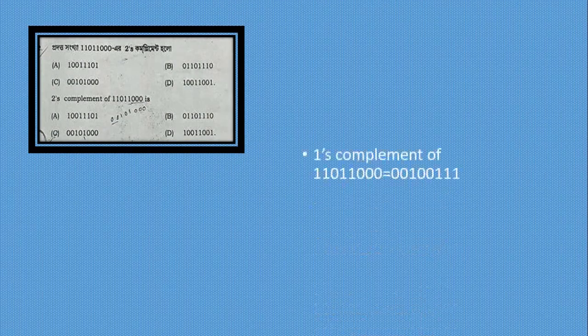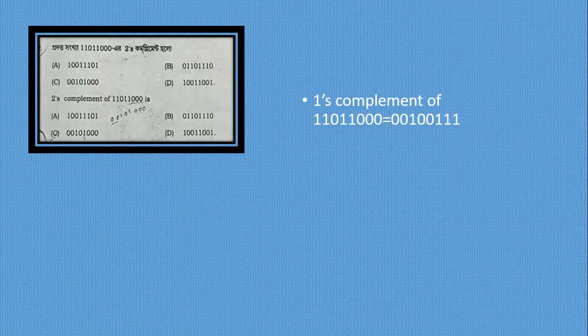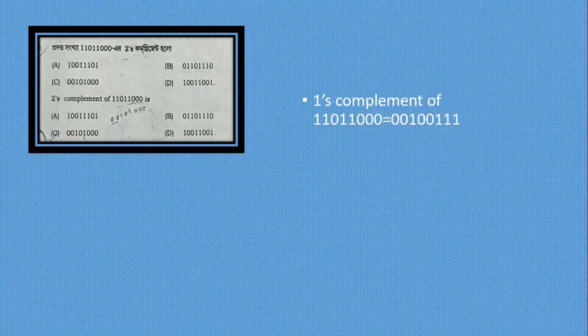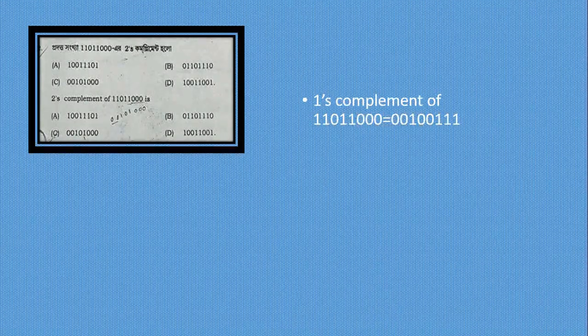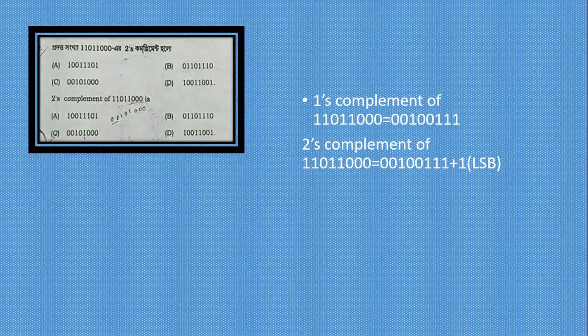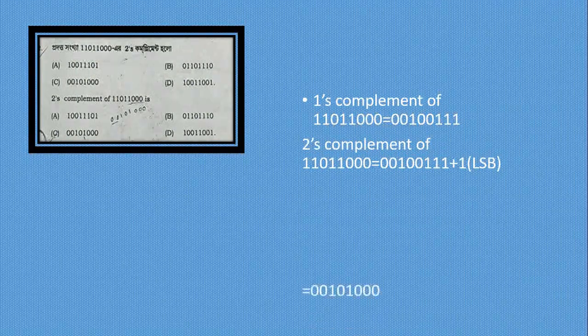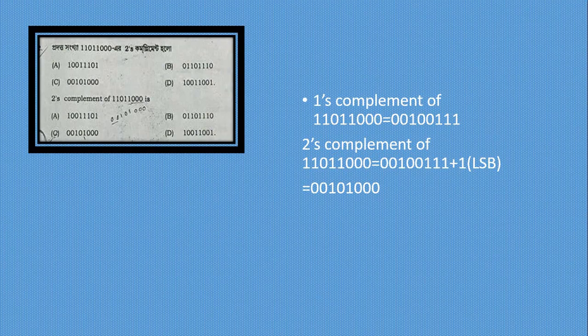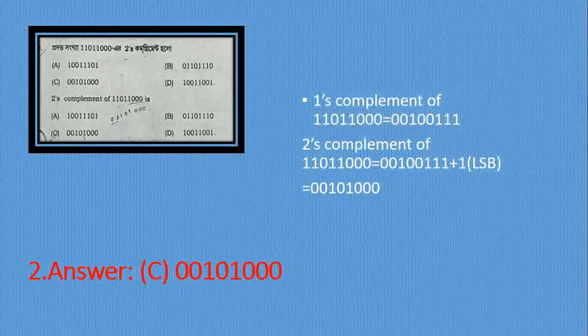Second question, two's complement of 11011000 is, first we compute the first complement, making all ones convert to 0 and all zeros convert to 1, that is 00100111. Then we compute 2's complement by adding 1 to the first complement, that is 00101000, that is the right answer, option C.